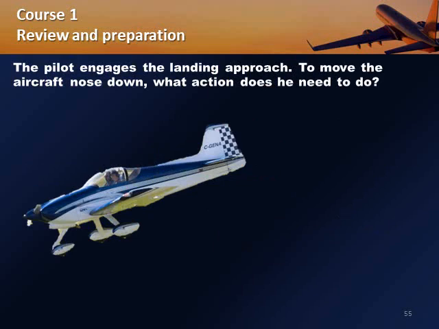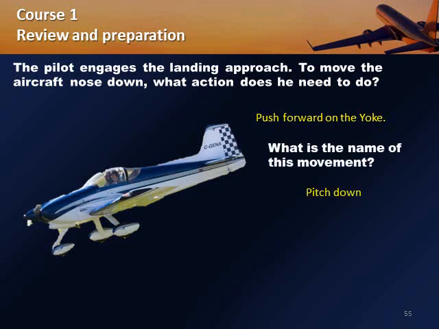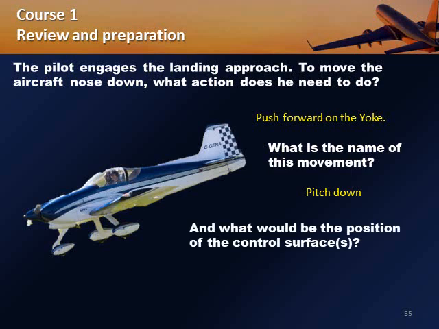The pilot engages the landing approach and wants to move the aircraft nose down. What is he going to do? He's going to push forward on the yoke. Pushing forward on the yoke is known as pitch down, of course. And what happens to the control surface in this case? It's the elevator. The elevator goes down. Elevator down means you increase the lift on the upper side of the wing, or the elevator. By doing this, it's going to raise the tail of the aircraft and pitch the nose down.